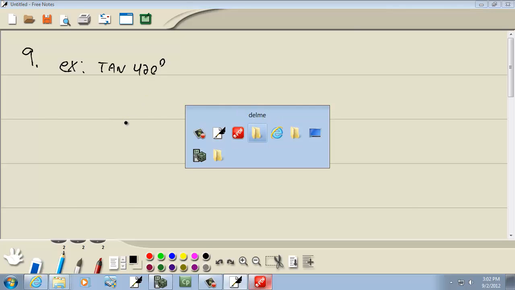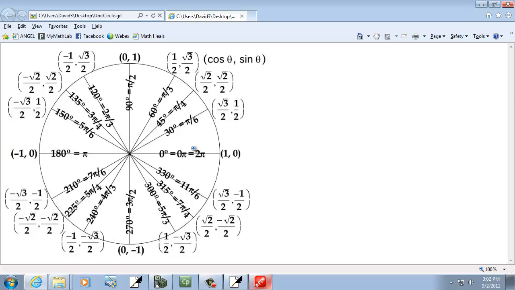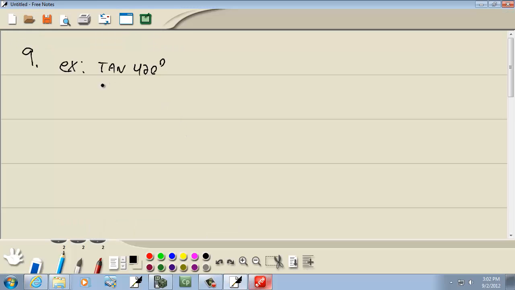Now we want to get that equal to something on our unit circle. Remember, with all the trig functions, you can subtract 360. So this one I could rewrite as tangent 420 minus 360 degrees, which gives us tangent of 60 degrees.